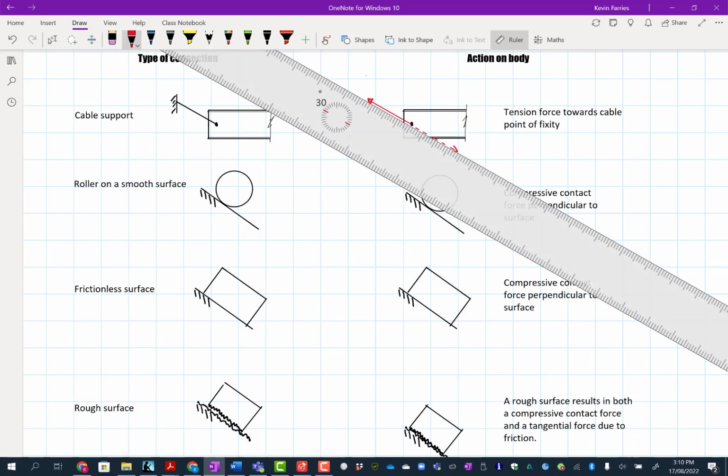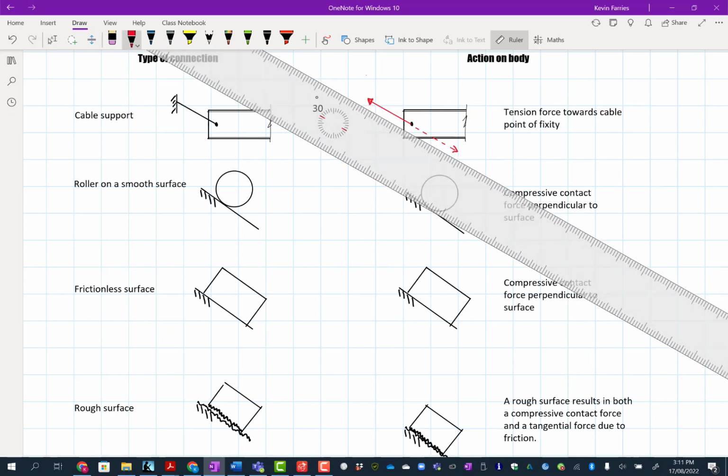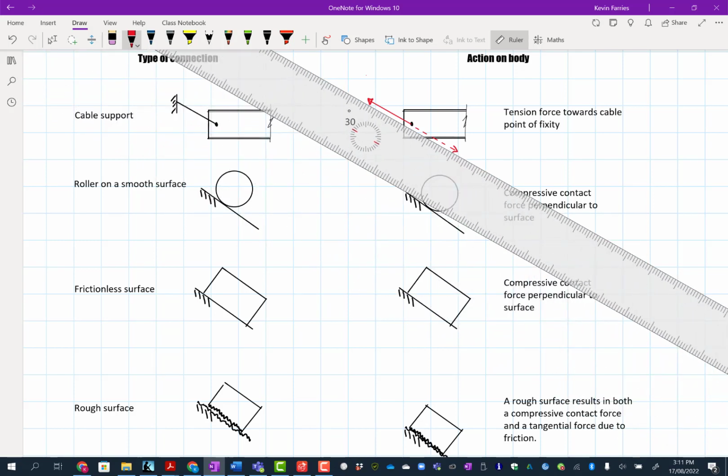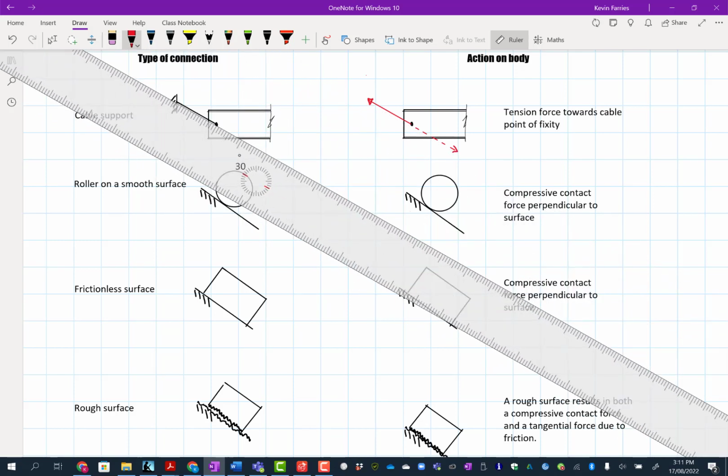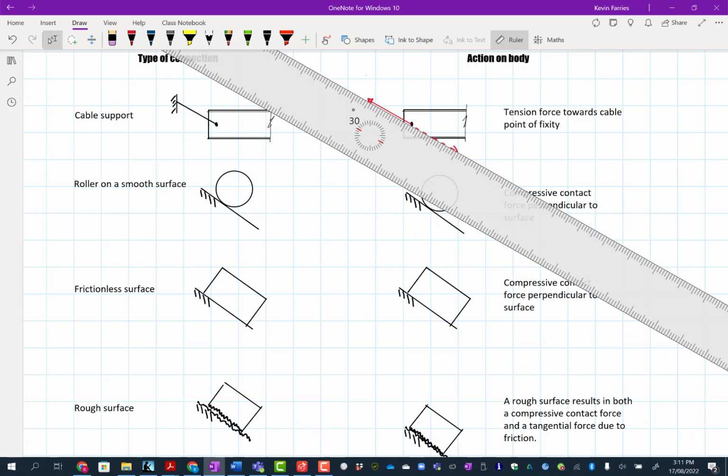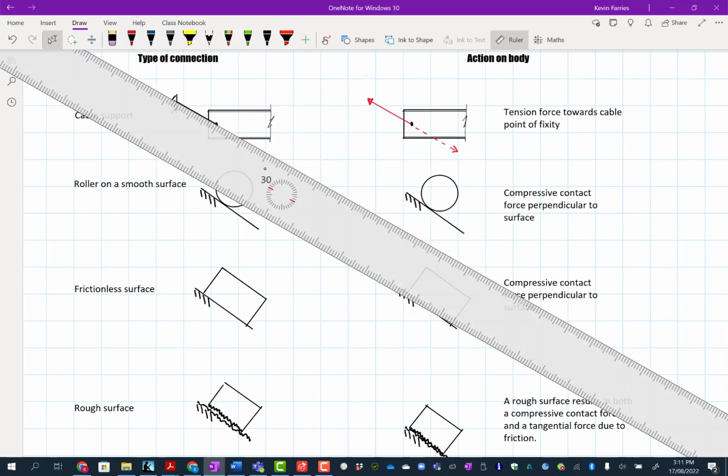Therefore, there must be a force in the other direction, and it can only be tension because it's a cable. Otherwise, if this was something solid like a strut or something like that, the force could be either sign. It could be positive or negative in that direction. But in this case, because it's a cable, it can only be a tension force. Okay, so that's what it's saying here: tension force towards the cable point of fixity.